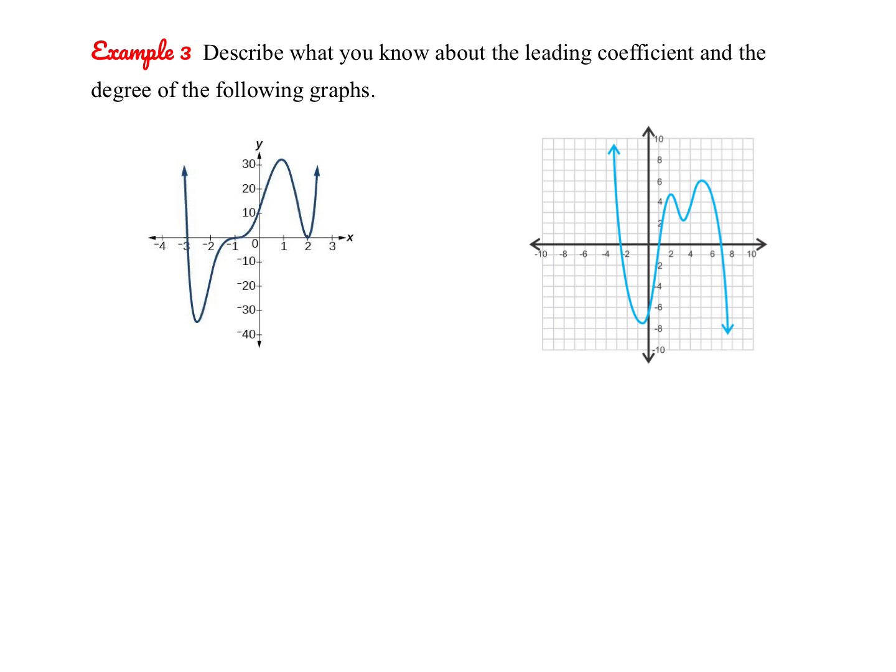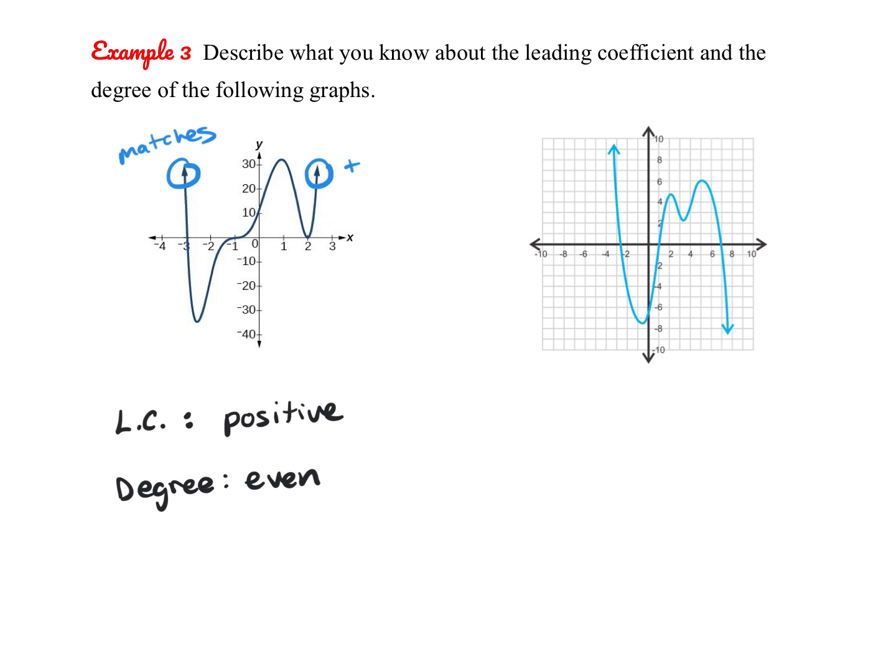All right, so now we're going to kind of do the opposite. We're going to look at some graphs and describe what we know about the leading coefficient and the degree. So for the leading coefficient, I'm going to abbreviate it with LC. I just look at the right side of my graph. I'm noticing that the right side is going up, so all I can tell is that my leading coefficient is positive. That's what I know. The next thing I look for is if the left side matches or is opposite. I see that the left side matches, so that tells me that the degree is even.